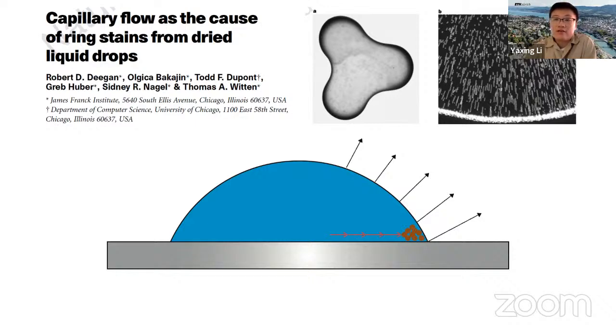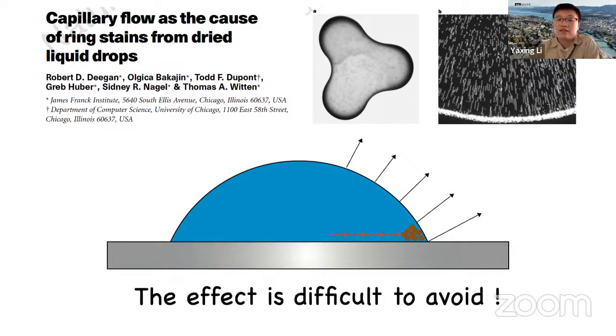And then this replenishing outward radial flow will also carry particles towards the edge. For example, in coffee, it will bring a lot of coffee particles towards the edge. And when the particles eventually completely dry, you have a darker ring on the edge. Because the mechanism is so simple and doesn't require a lot, this effect is very difficult to avoid.